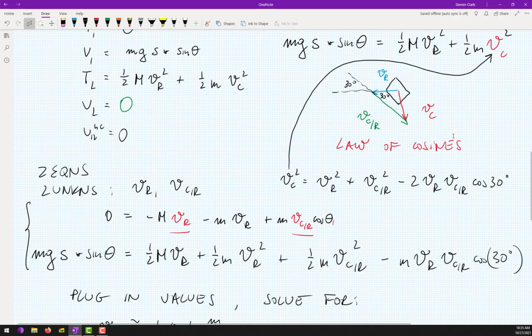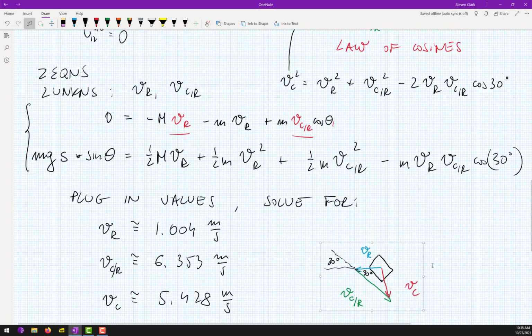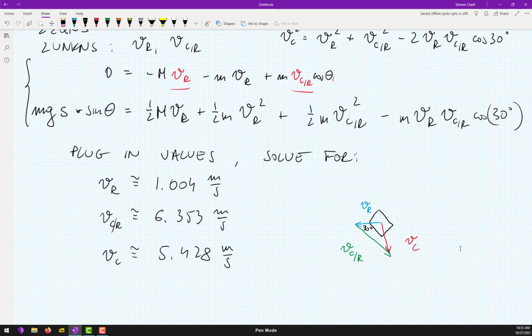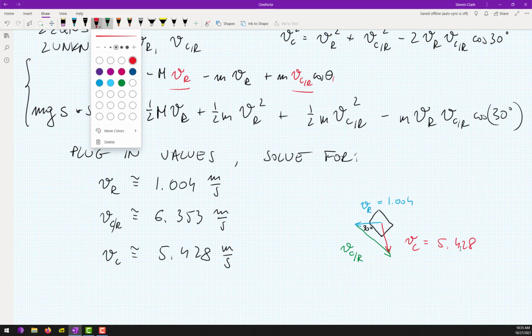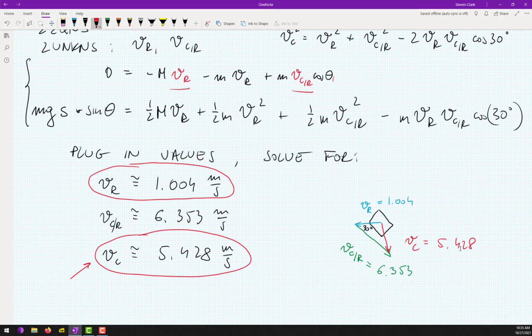Okay, and let's do what Clara said. Clara said that we should add them. So I'm going to copy this drawing, and let's see if this makes sense. I said that this blue guy is 1.004. This red guy is 5.428. Yes, that makes sense for sure, because this vector must be the longest. 6.353. Okay, and this is our answer, yes? This and this.